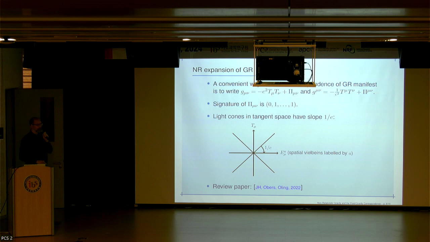T is the time-like Vielbein. There's a constant c. This is the speed of light. So this is like a tangent space speed of light. If light goes in tangent space here, this is the time direction. These are all the spatial directions. Then this angle here is 1 over c. So as you take c large, you see that the light cones flatten out and you get Galilean relativity. And so these variables t and pi will be the variables in which we're going to write the theory. And keep in mind that pi has this signature because we've isolated the time-like Vielbein.